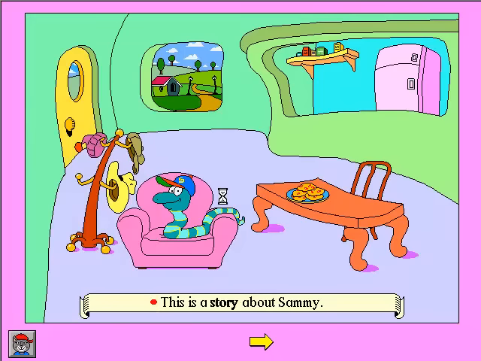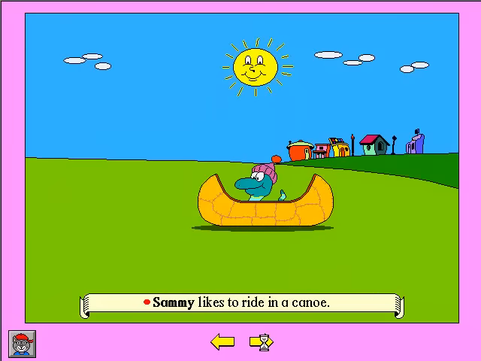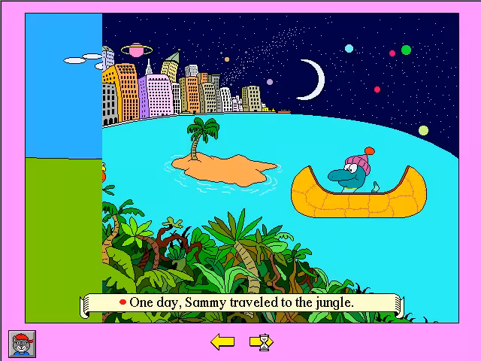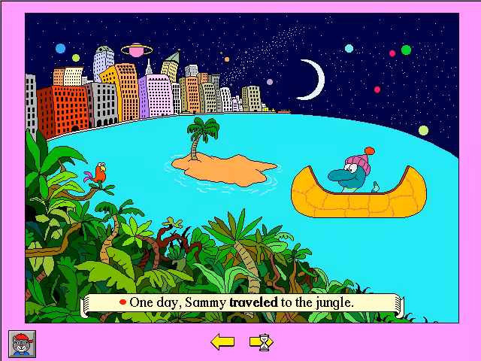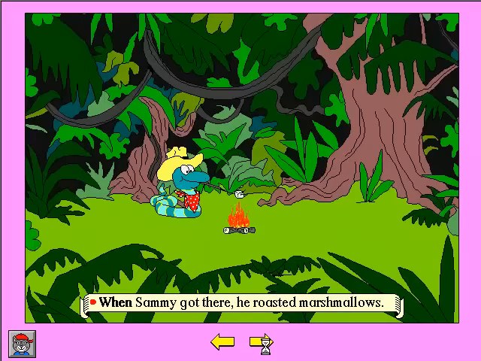This is a story about Sammy. Sammy likes to ride in a canoe. One day, Sammy traveled to the jungle. When Sammy got there, he roasted marshmallows.